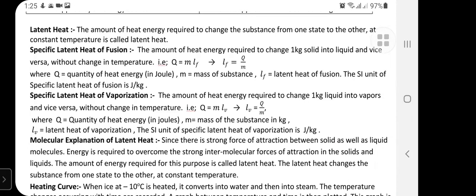Now, latent heat of vaporization. Latent heat of vaporization is the heat energy required to change 1 kg of liquid into vapor state and vice versa. Again, from liquid to vapor or vapor to liquid without change in temperature. In the same way, the formula is the same, except instead of F we use V, to distinguish between latent heat of fusion, F for fusion, and V for vaporization. So the formula is Q = m × Lv. In the same way, if you make Lv the subject of the formula, then Lv = Q over m.